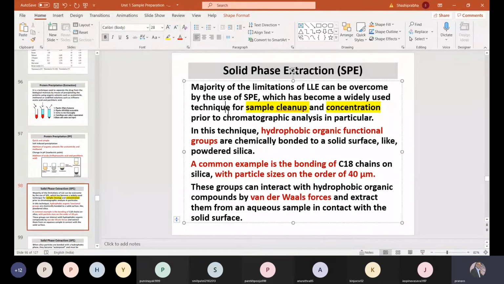So looking into that, what we find is that the solid phase is a very important aspect of SPE. And in this technique, hydrophobic organic functional groups are chemically bonded to a solid surface. Now, what is this solid phase in solid phase extraction?